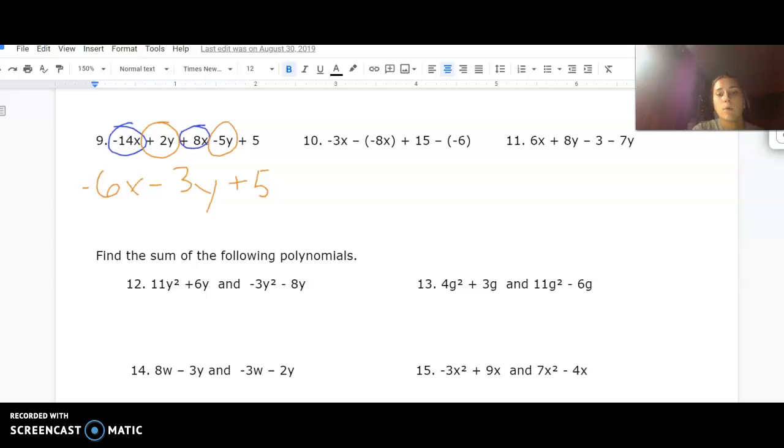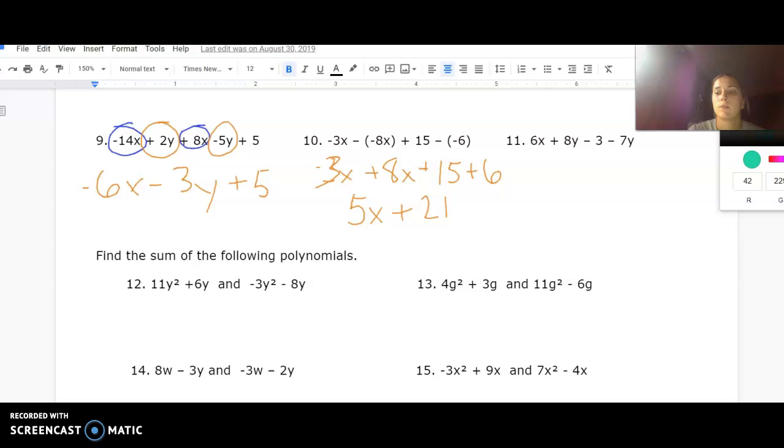Number 10, I'm going to simplify this first because I see a double negative. So I have negative 3x plus 8x plus 15 plus 6. Okay, so I'm going to combine my x's. Negative 3x plus 8x gives me 5x, plus 15 plus 6 gives us 21. So that's our answer there for number 10.